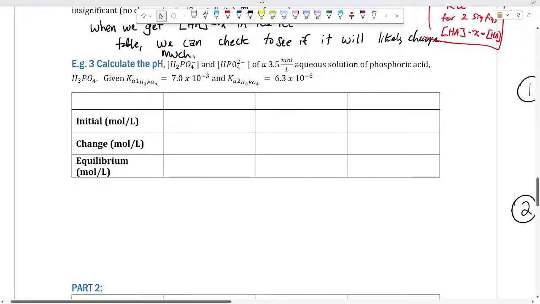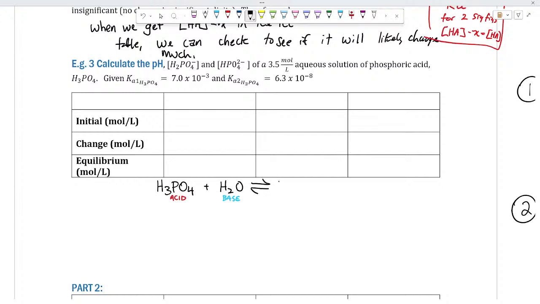We're going to do this first reaction, which is H3PO4 will react with water. H3PO4, of course, in this case is the acid. I should write that below, not above. I'm going to regret writing it above. And water is the base. And they're going to form an equilibrium. And on the other side, we'll have H2PO4 minus. It's given up an H plus. That's what acids do. And the water will have to accept that because that's what bases do.